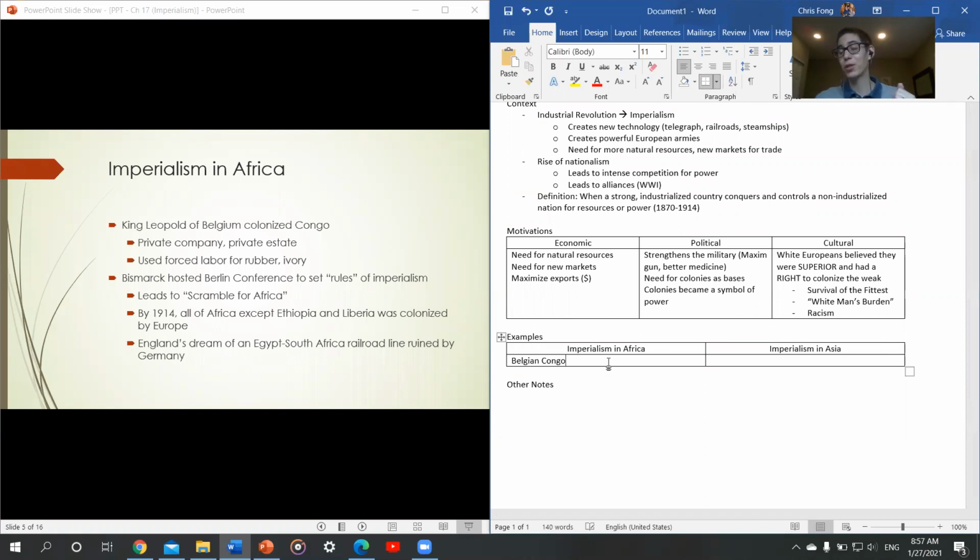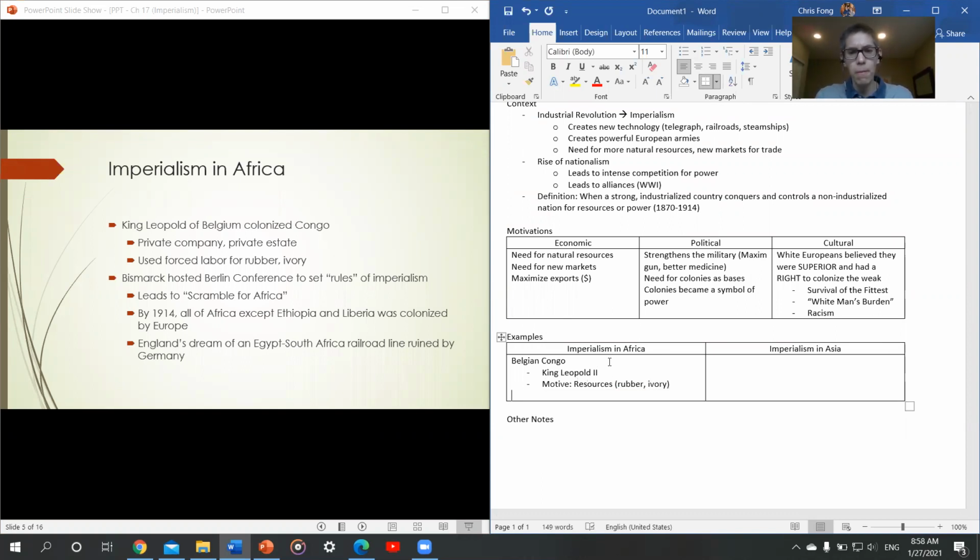So again, the best example, or the worst example, or most infamous example, I suppose, is the Belgian Congo, of King Leopold II going there. And his motive mainly was resources, rubber and ivory.